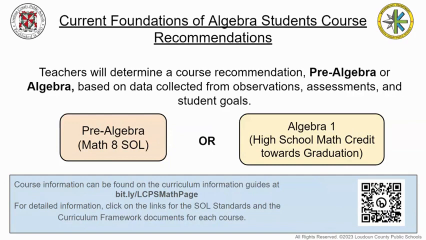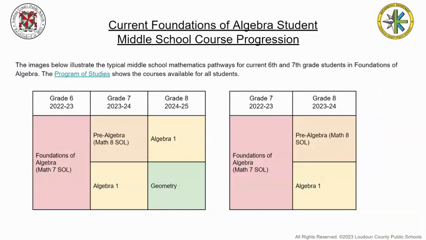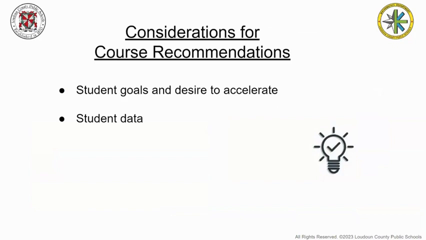For current Foundations of Algebra students, teachers will determine a course recommendation for pre-algebra or Algebra 1. To learn more about these courses, use the QR code or the bit.ly on the screen to view the standards and curriculum framework for each course. This image shows a typical progression for current 6th grade students in Foundations of Algebra on the left and a typical progression for current 7th graders in Foundations on the right. As we shared previously, teachers will use student goals and data to help make a recommendation.